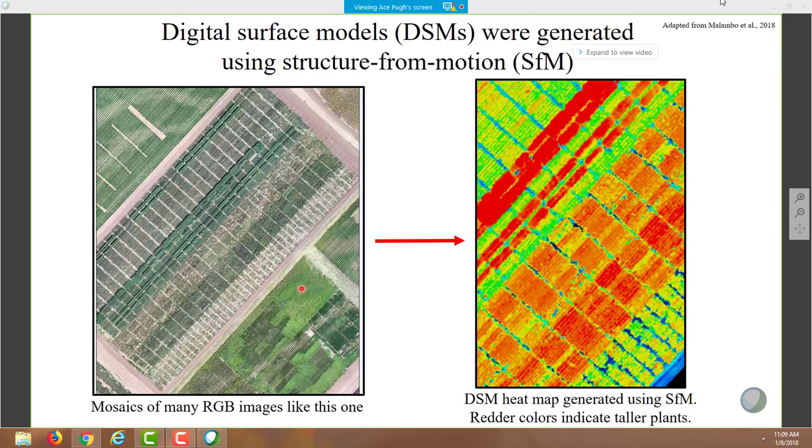Now, I'm not going to go too into the weeds about how the UAV side of this project was done, but on a basic level, the way that heights were estimated was by using digital surface models that were generated using structure from motion. So this is a slide to show how you could have an aerial image, and then after mosaicing many of these images together, you can eventually generate a heat map like the one at the right. So in this case, red plots basically indicate taller plots.